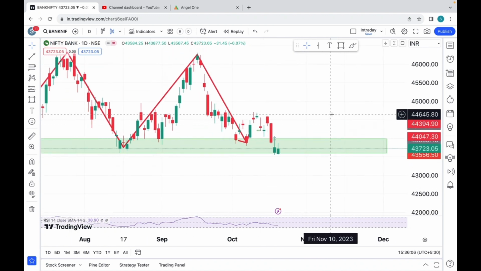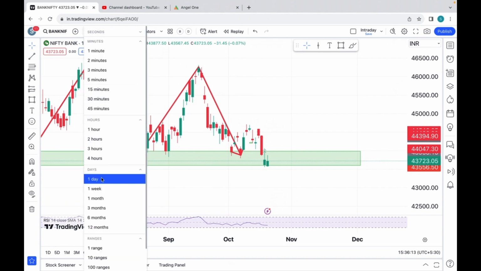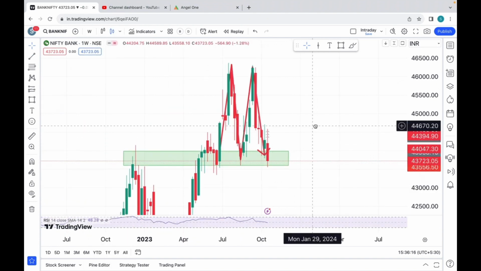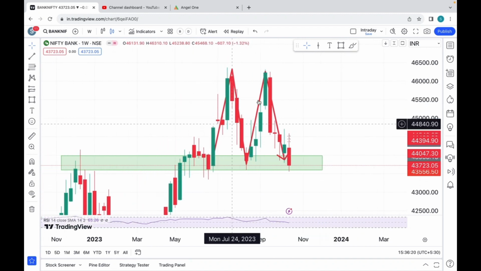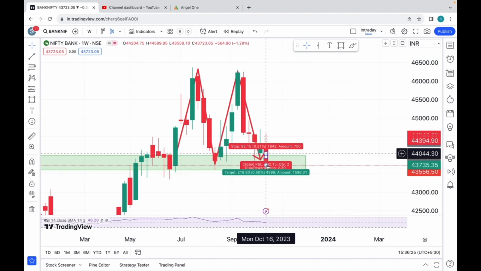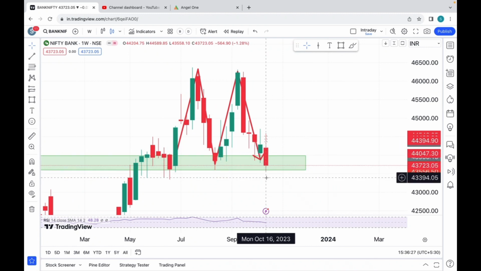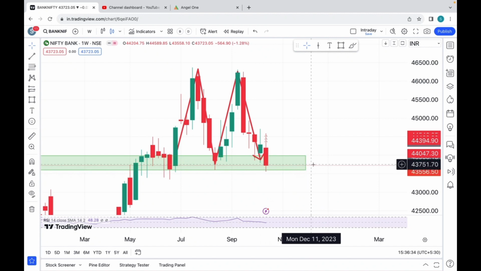So since today is the last day of the week, since today is Friday, let's check our weekly chart as well. Even on the weekly chart, we have seen that there is a clear double top formation, and this entire candle represents this entire week. So this is the second time, after August 14, that the market has come into this zone.